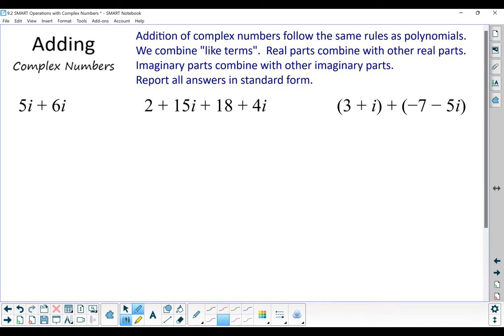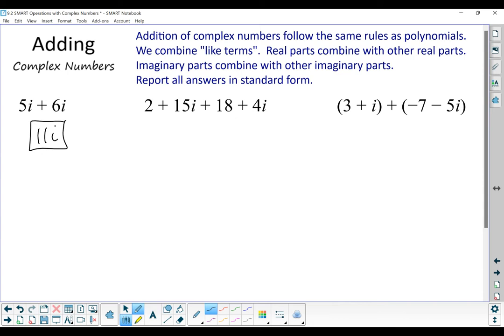So this first example, 5i plus 6i, only has two parts that are being added together, and they are both imaginary parts. So they would add together to each other just fine, and we would get the answer 11i.